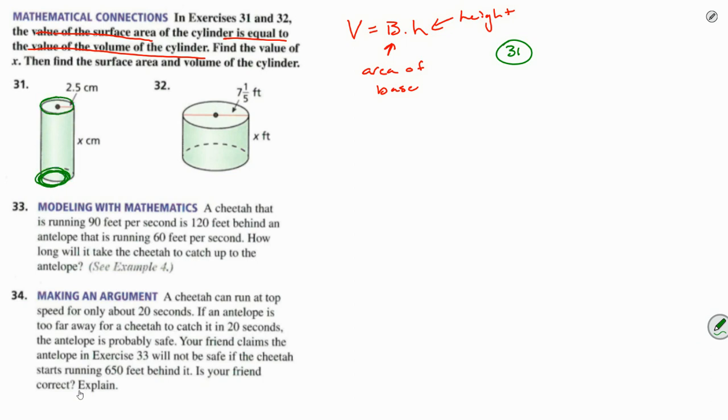And being it's a cylinder, it's a circle. So area of a circle equals pi r squared. So we should be able to go pi times 2.5 squared. So the area of this base should be 6.25 pi. And then if we multiply it by x, because of our height, that equals the volume.